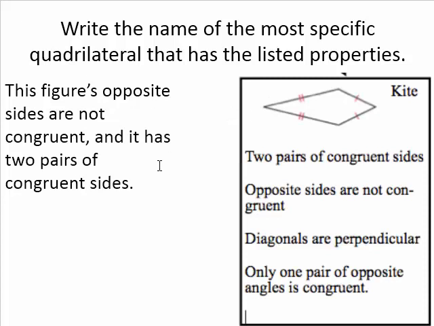Right, this figure's opposite sides are not congruent, and that fits only one of our shapes, in this case a kite. It could have been a trapezoid, but it has two pairs of congruent sides. So the only shape that fits that description is a kite. Trapezoids do not have two pairs of congruent sides.